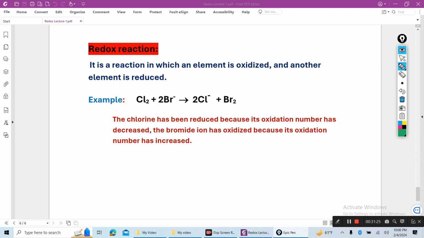So here chlorine is reduced 0 to -1, and bromide ion is oxidized -1 to 0. One element oxidized, other element is reduced. That's why this reaction is known as redox reaction. And you can see zinc, copper 2 plus to form zinc 2 plus, copper.